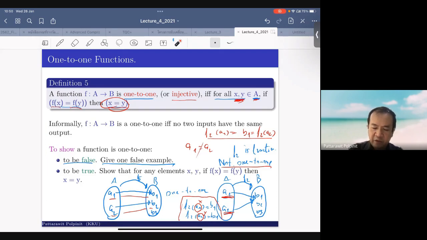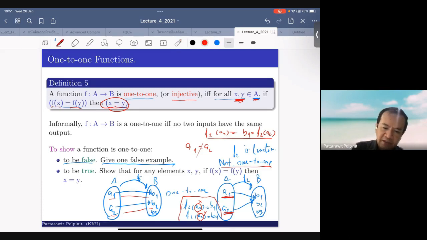Because every member in set A, which is A1 and A2, is only mapped to one element in set B, and they are not mapping to the same element in B, A1 is mapping to B1 and A2 is mapping to B2. They are different, which means this is a one-to-one function.